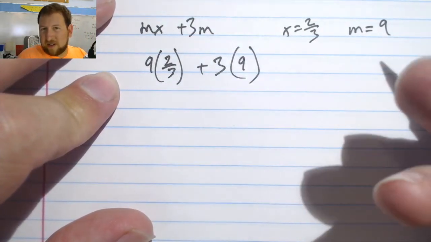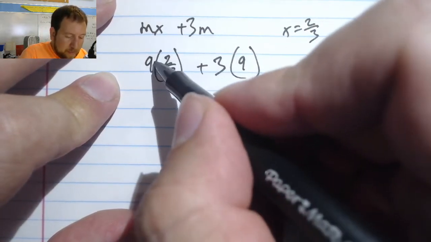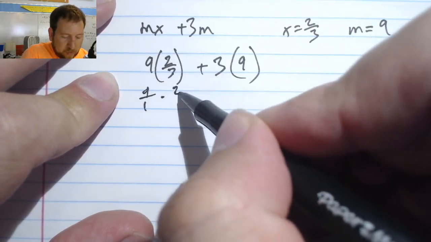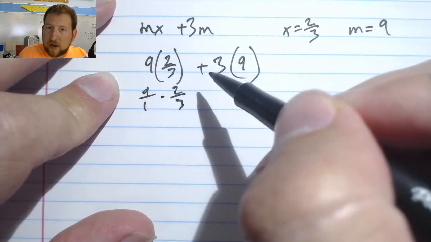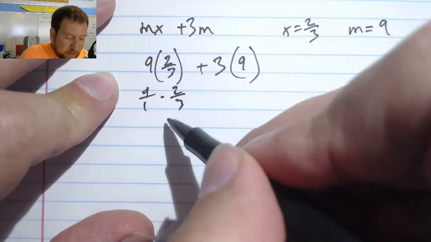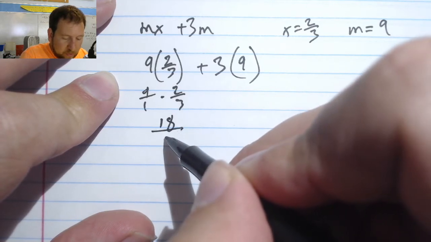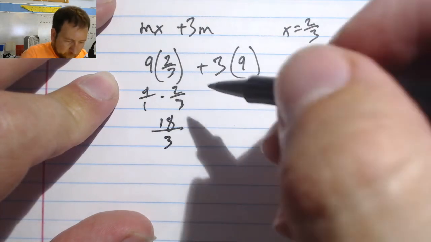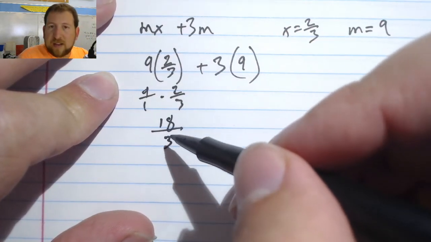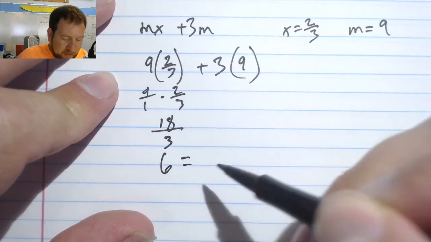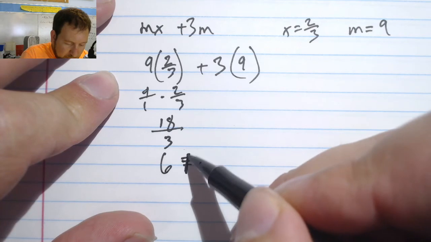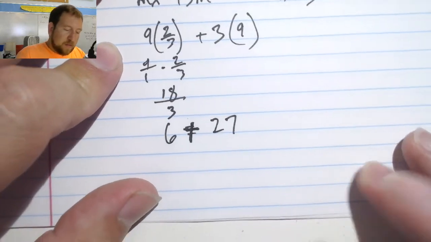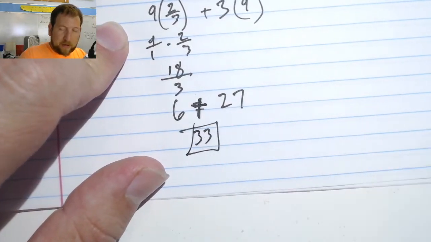It's a little easier for me to do this by hand, so remember when I multiply fractions like this, I go 9 over 1, 9 wholes, times 2/3, and then I multiply my numerators, then I multiply my denominators. So that gives me 18 over 3. Perfect. Simplify this. 18 divided by 3 is 6. So that gives me 6. Oops, not equals. 6 plus 3 times 9. 3 times 9 is 27. Simplifying that, I get 33 for my answer.